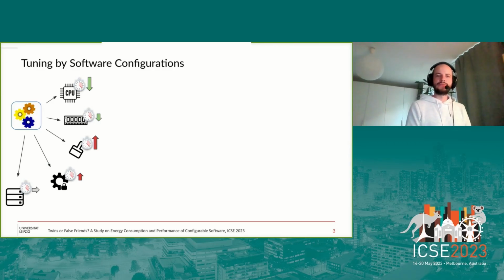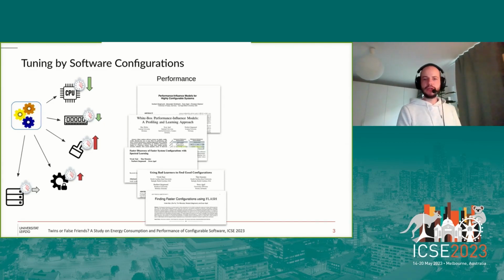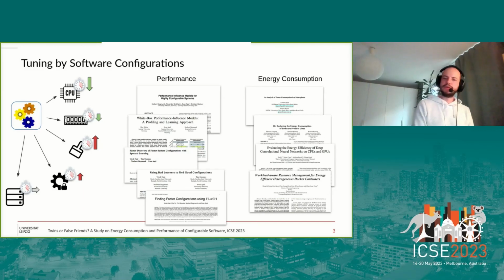Let's wrap up some things about configurable systems. Configuration options, for example, are the number of CPUs, the number of threads in the CPU, or the amount of RAM that you want to use, or you can enable options like cleaning or compression and some database options. All those configuration decisions have an impact on properties of your software system, like performance and energy consumption. They might increase them, they might decrease the values, and they might not affect the properties. And there is already work on modeling and tuning those configuration influences for configurable software systems on the performance side, and there's also already work on the energy side.